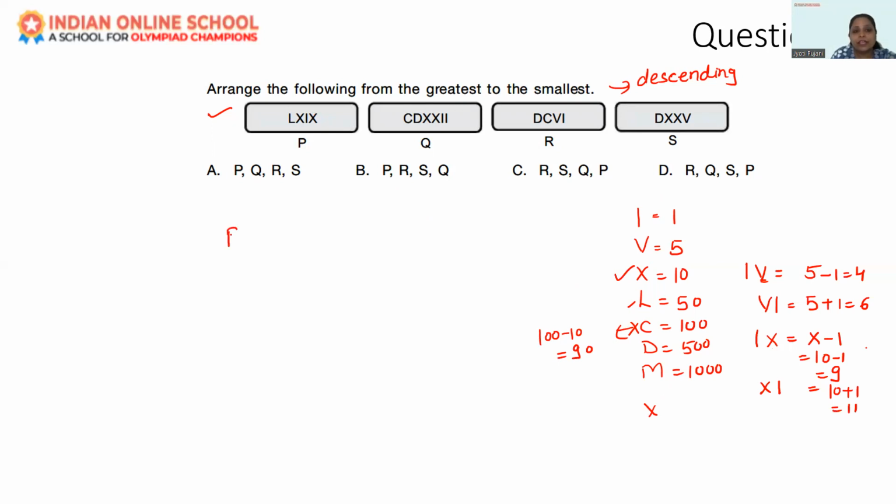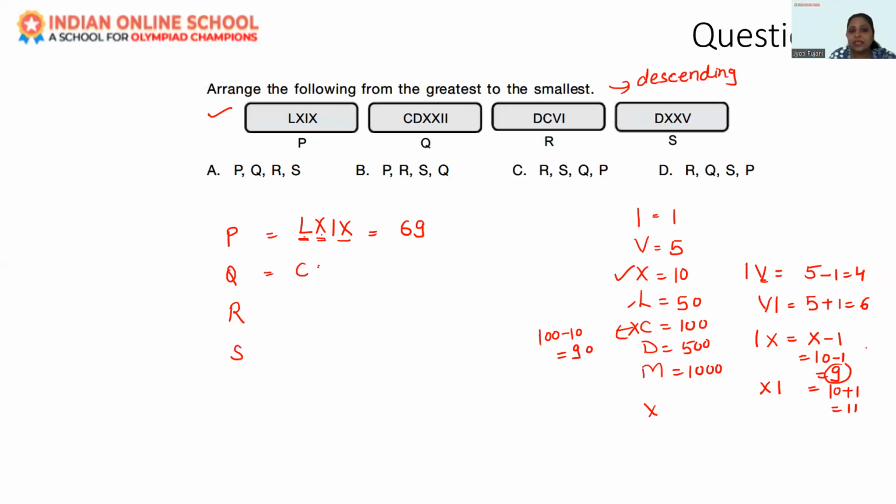Here I will find what P, Q, R, and S are. What is P here? LXIX. L is for 50, X is for 10, so 50 plus 10 is 60. And IX, I have already told you, is 9. So 50, 60, and 9 will become 69. Got it?